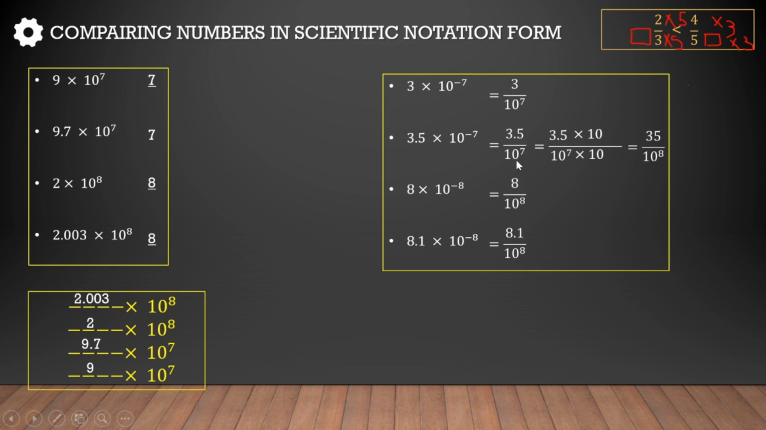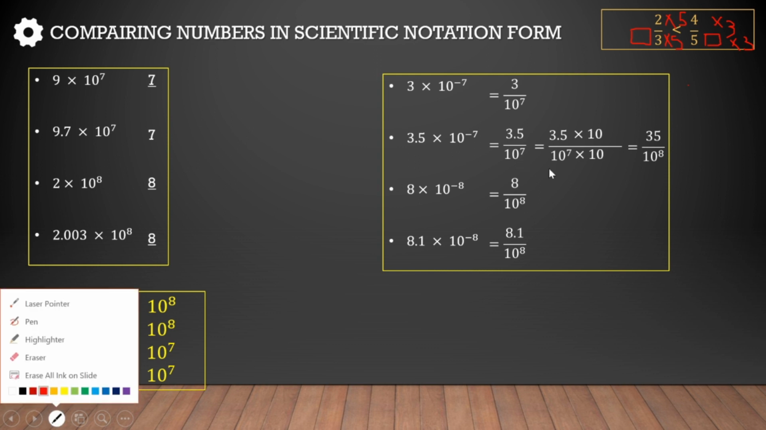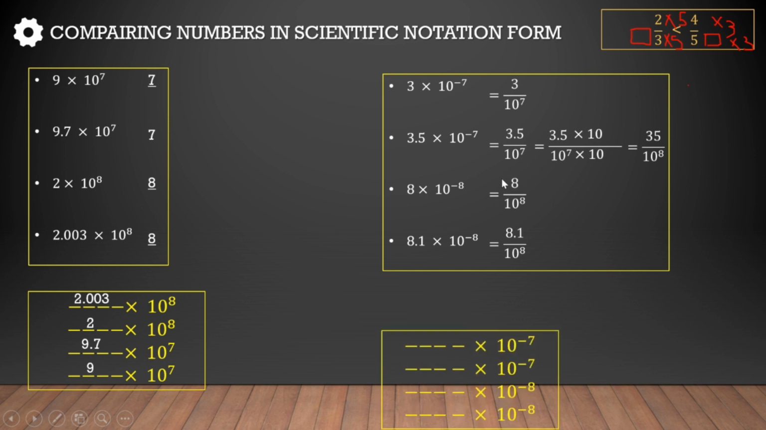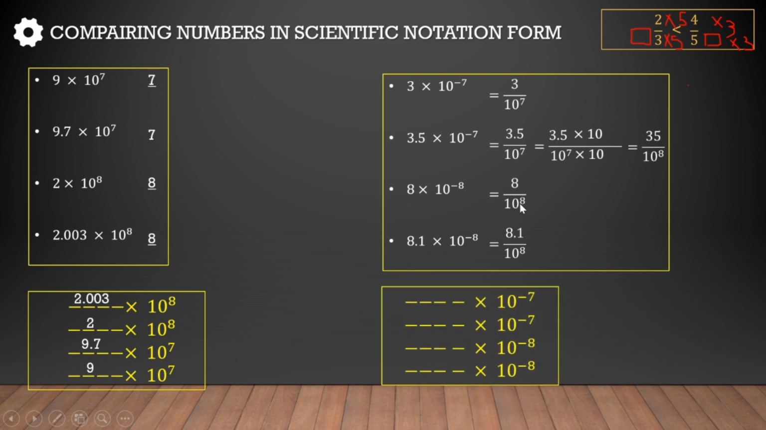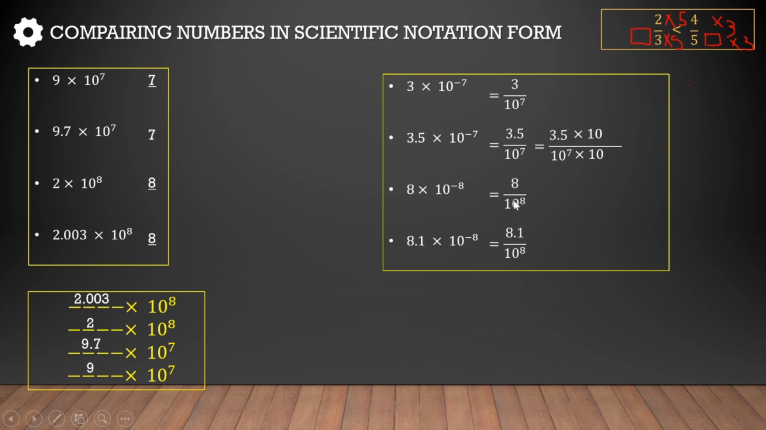So whenever we try to make the denominator the same, this will always become bigger. So here the piece size was bigger because it is 10 raised to power 7 and this is 10 raised to power 8. So piece size was small. So here, if you make them the same, we are getting 8 pieces of 10 raised to power 8, and here we are getting 35 pieces of 10 raised to power 8.